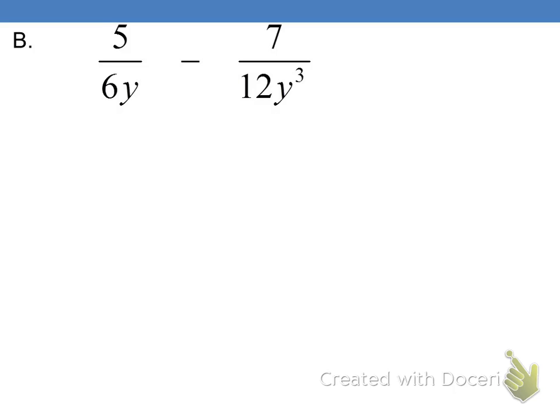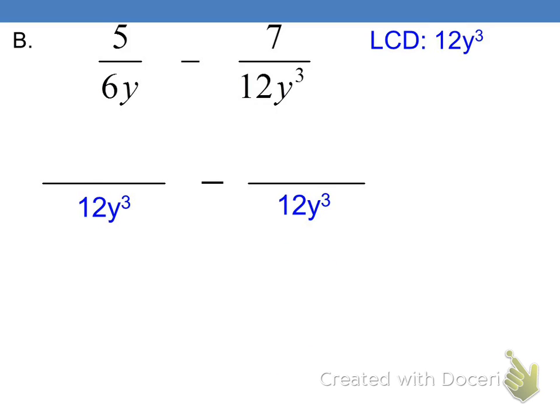Again, today we're just practicing what we learned yesterday. So get the common denominators, do the adding or subtracting, simplify if you can. What is the LCD going to be? 12y to the third. Very good. So I am going to turn both of these fractions into fractions with denominators of 12y to the third. The second one's good to go. Boom.